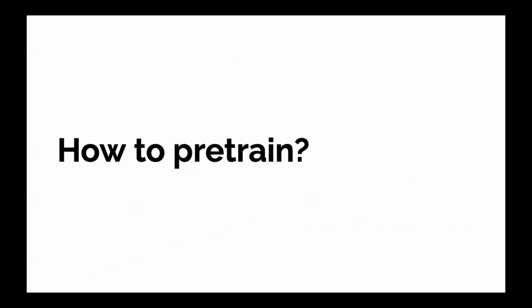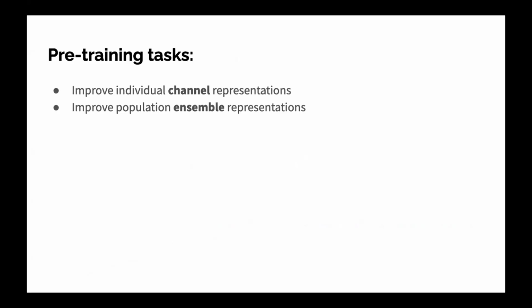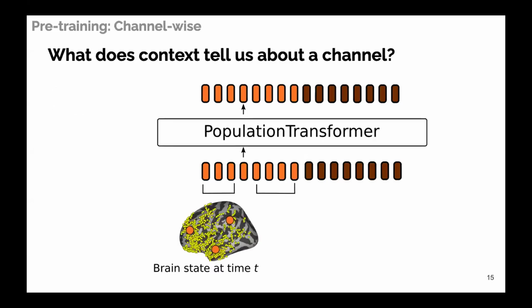All right, so now you might be wondering, how do we actually pre-train this model? The pre-training tasks that we use try to improve individual channel representations, as well as improve the population ensemble representation. So this is the individual tokens for each channel, as well as the classification token that you saw earlier.